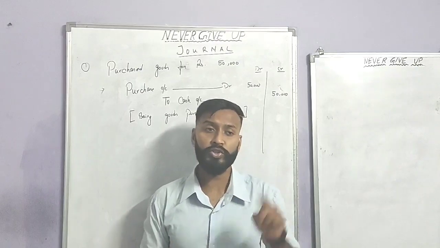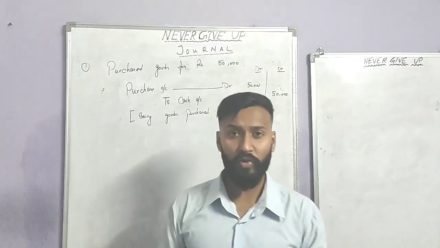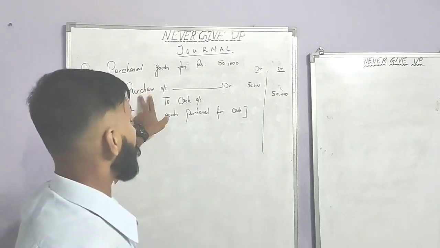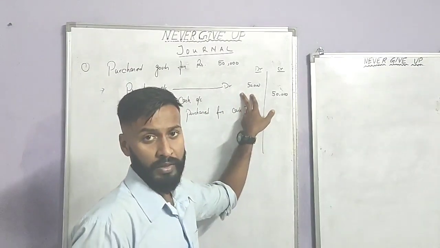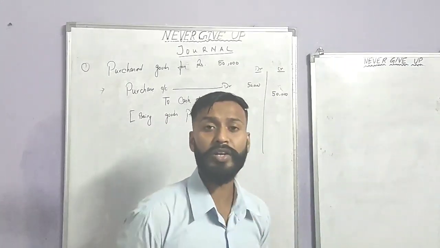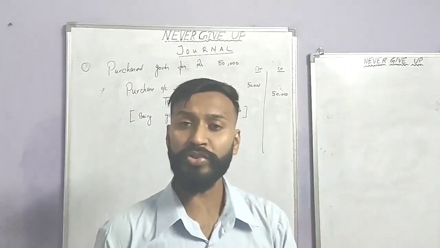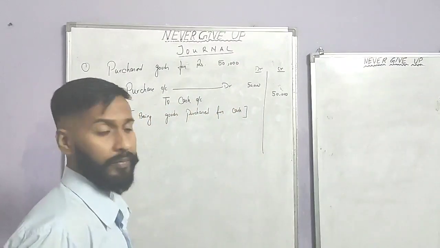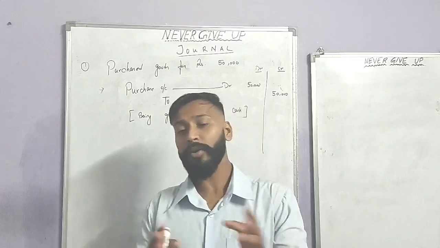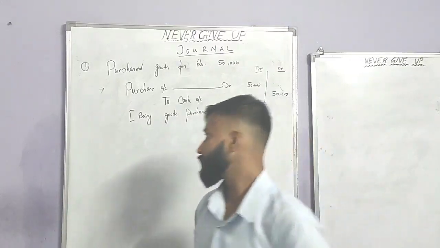According to the golden rules, all expenses and losses are debit, so purchase account debit. Now come to the cash. Cash is going out from the business. According to the real account, credit what goes out. So cash is credited, to cash account 50,000. Alright. Now come to the next journal.